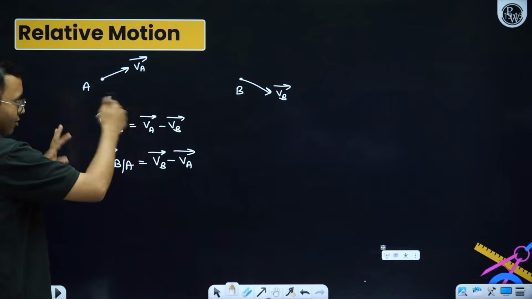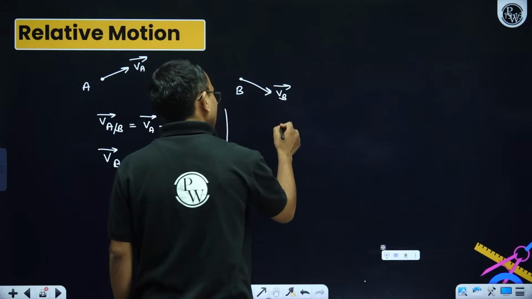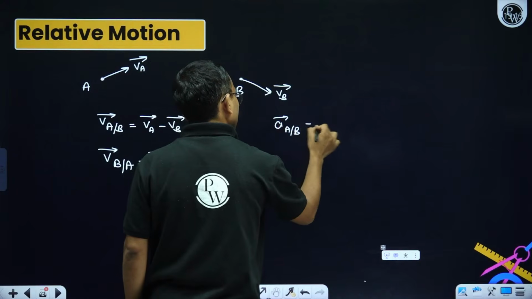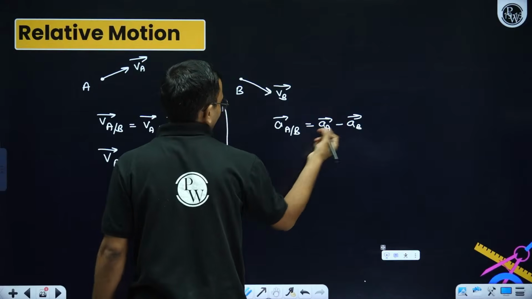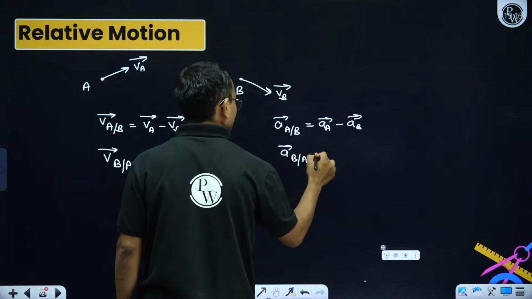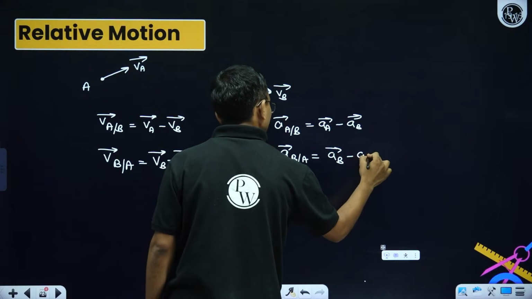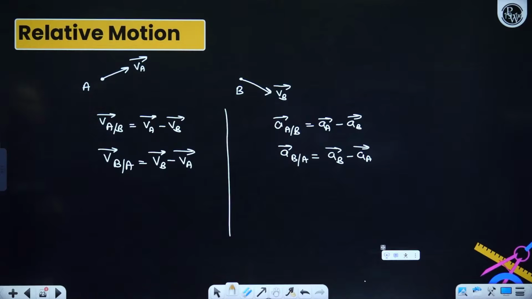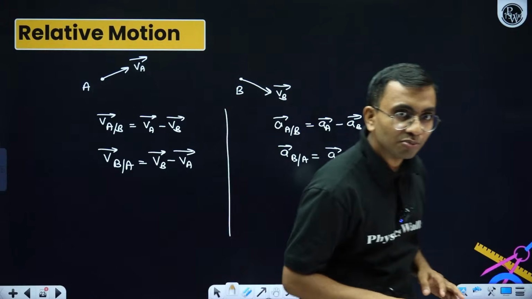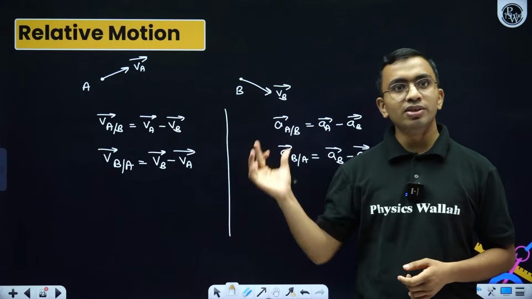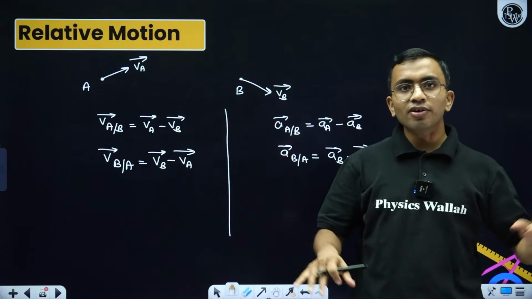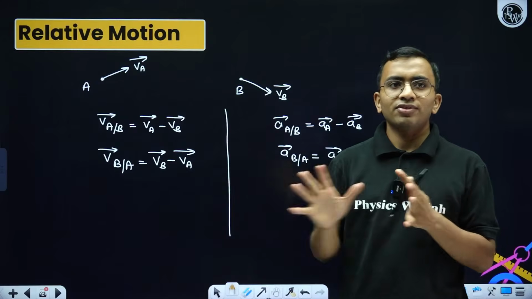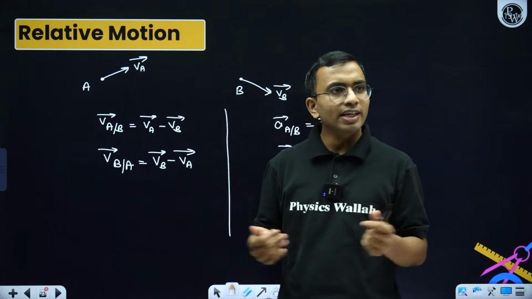Similarly, if there are accelerations of A and B, I can say the acceleration of A with respect to B will be acceleration of A minus acceleration of B. And the acceleration of B with respect to A will be acceleration of B minus acceleration of A. Or if positions or displacements are given, you can find the relative position or relative displacement of A with respect to B, and then apply the equations of motion in the relative frame. It is just a change of frame.